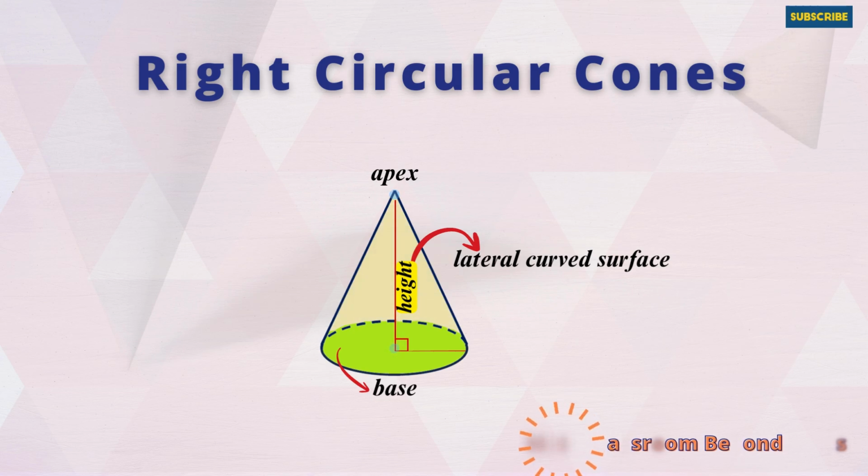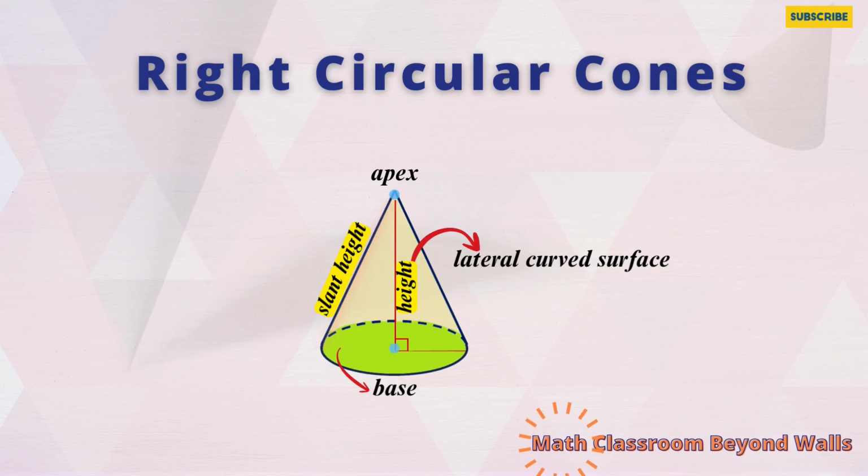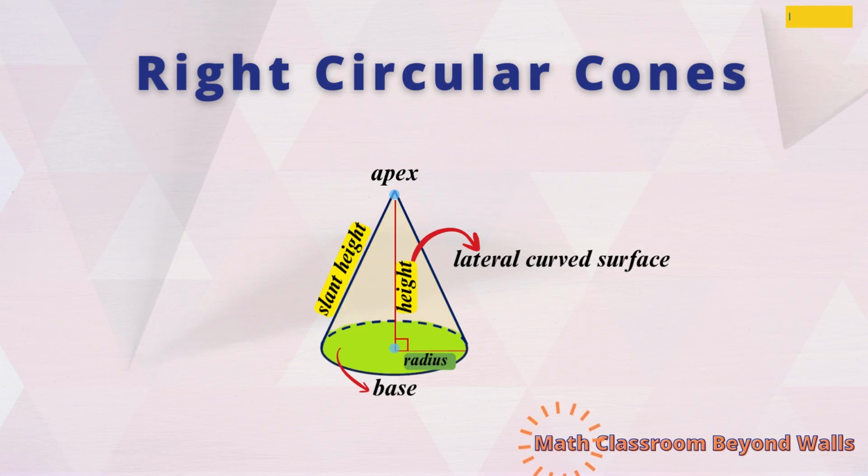There's another height here, the slant height. This is the height of the curved surface. Another important element of the cone is the radius of its base. This is the distance from the center of the base to any point on the circumference of the circular base.